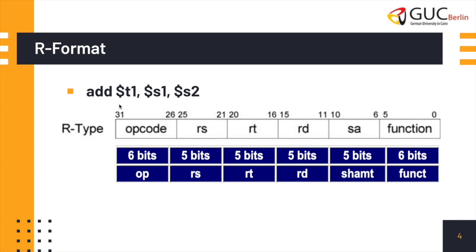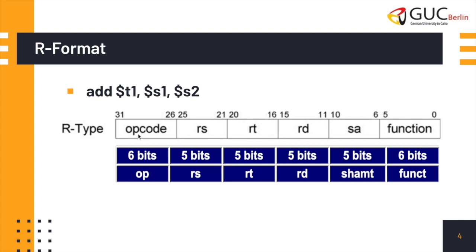So now we need to translate this assembly instruction into machine code or its equivalent binary representation. Okay, so we can trace it in the data path. The first thing we need to do is identify the key elements here. So T1 register is the destination register, which is RD. S1 register is the first source register, which is RS. S2 here is the second source register, which is RT.